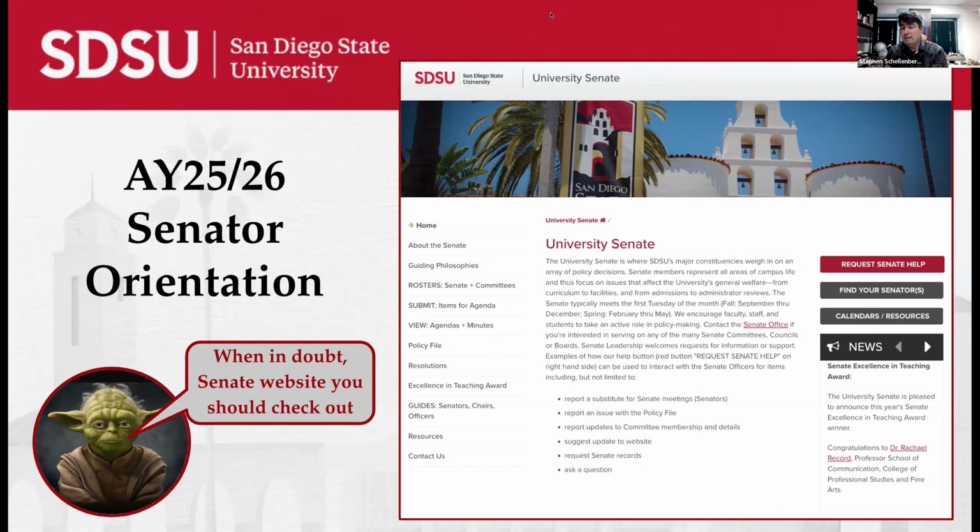This is the orientation session for this year for new and continuing senators. Thanks for being here. I know the first week of classes is a busy time, but there's no good time to do these kinds of orientations in the first couple of weeks, but I appreciate you being here in advance of our first full Senate meeting.